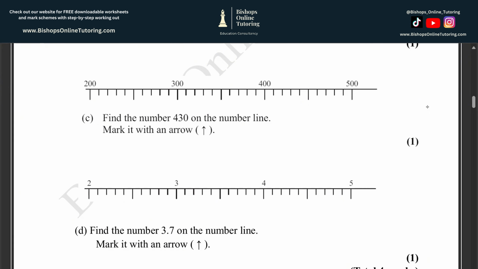Find the number 430 on the number line. Mark it with an arrow. Well, here's 400, here's 500. Here's the middle point, so that has to be 450. So it's between this range over here that 430 will lie. We can call this 410, 420, 430, and 440. We're looking for 430, so that will be this one, i.e. this marker right here. The question does ask us to mark it with an arrow, so let's go ahead and do that.